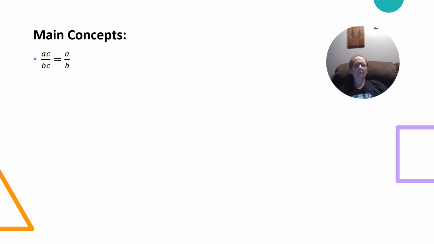So our main concepts. If you multiply a times c over b times c, you can eliminate the c's and you get a over b. You multiply a over b times c over d, then you get a times c over b times d. If you divide a over b by c over d, it's the same as multiplying a over b times d over c, and you get ad over bc. So just like with regular dividing of fractions, you have to flip the second fraction and then multiply.